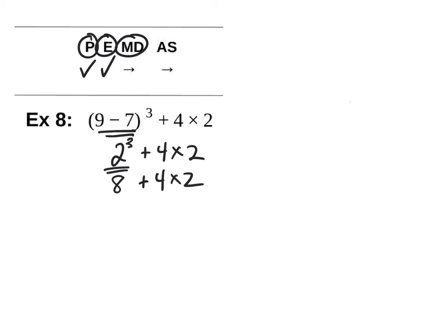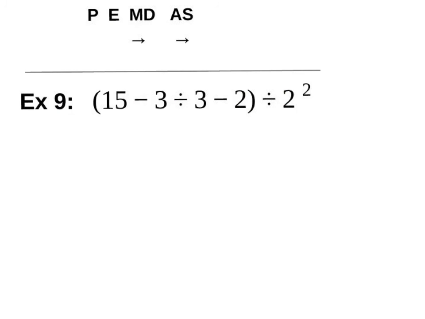Multiplication and division from left to right. I see one multiplication problem. 4 times 2, which is 8. Write everything else exactly the same and move on to the last step. Addition and subtraction, and we've got one addition left to do. 8 plus 8 is equal to 16. Super work. Example 9 is our next to last problem.